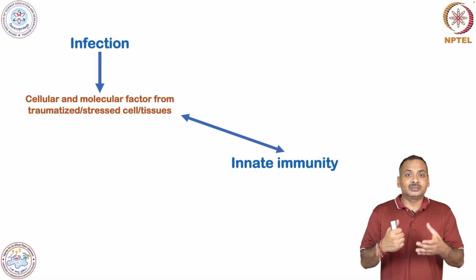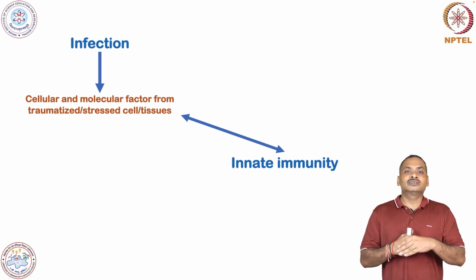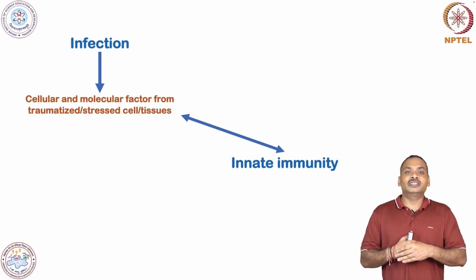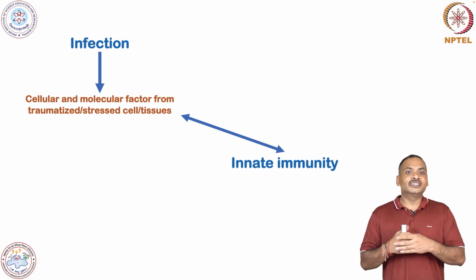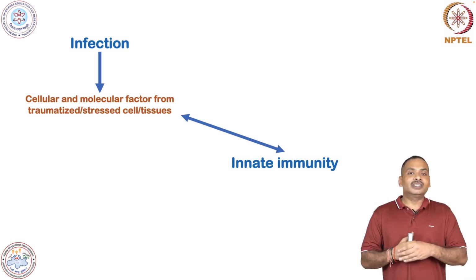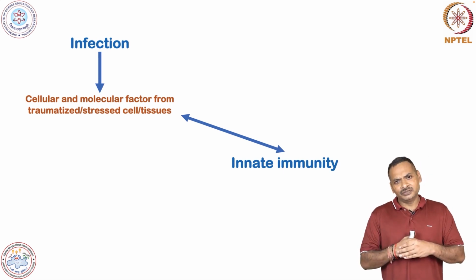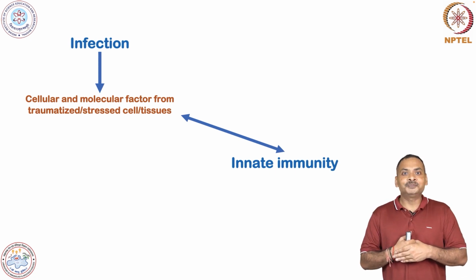innate immune cells such as macrophages, and innate immune responses will also be induced, that is, release of some innate cytokines. For example, IL-6, TNF, IL-1 beta, and so forth. I have discussed in the previous session about the innate immune cytokines.